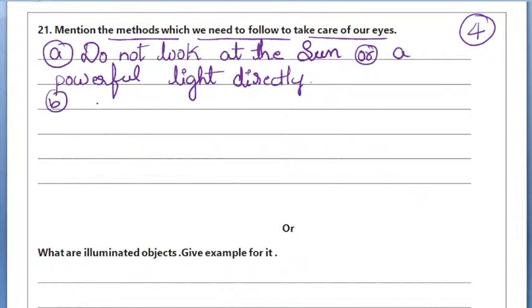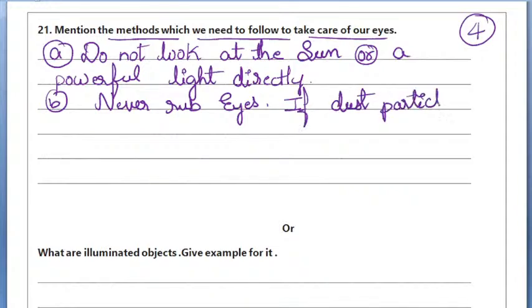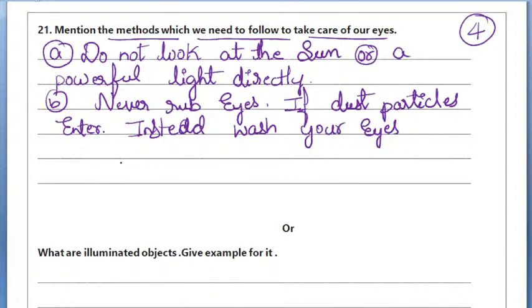The second way is never rub your eyes. You should never rub your eyes if dust particles enter. Instead, you have to wash your eyes with clean water. This is what you have to do. So, these are two methods that we need to follow to take care of our eyes.